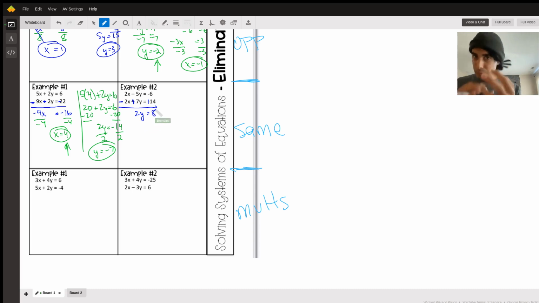And once again, we've eliminated a variable. That's the goal. We've eliminated our x's. So we've got 2y equals 8. We're going to divide both sides by 2, and you are going to get y equals 4.